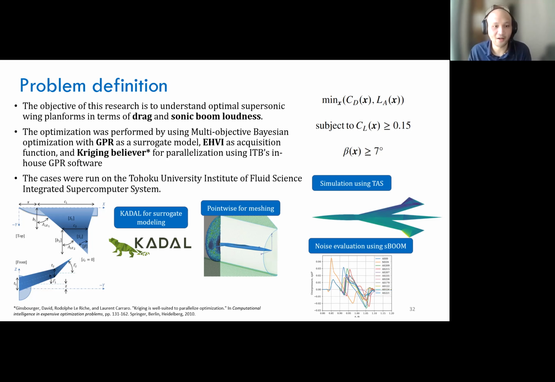And we ran this on the Tohoku University integrated supercomputer system. We evaluated a 6 variable and an 11 variable case, but what I want to show you here is only the 6 variable case. And we used many software tools, including our in-house GPR, Pointwise for meshing, simulation using the Tohoku aerodynamic solver, and software from NASA to evaluate the noise.